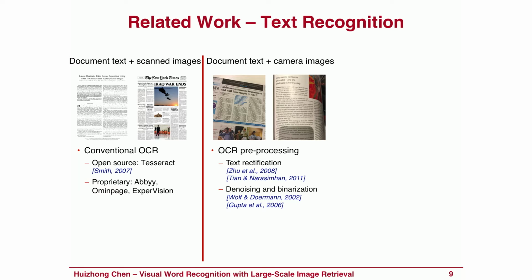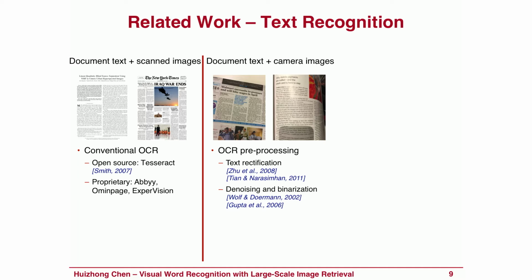These methods include text rectification, image denoising, and image binarization. However, these preprocessing techniques are typically subject to document geometry assumptions and are sensitive to model parameterization, leading to marginal improvement on OCR accuracy.